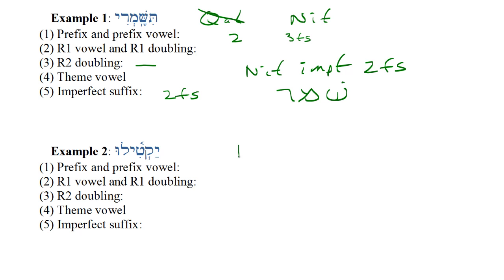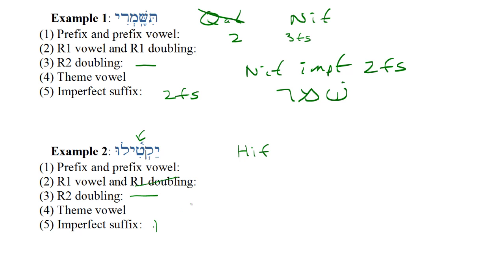The patach is pointing to a hifil, and the silent shva confirms that as the R1. And there's no R1 doubling. That's not really a factor for anything except the nifal normally. R2 doubling is not an issue here. The theme vowel is a hirik yod. We saw that coming in, and that confirms hifil.